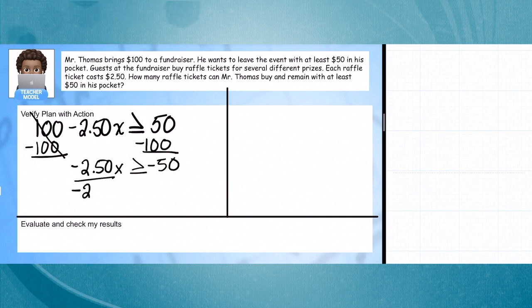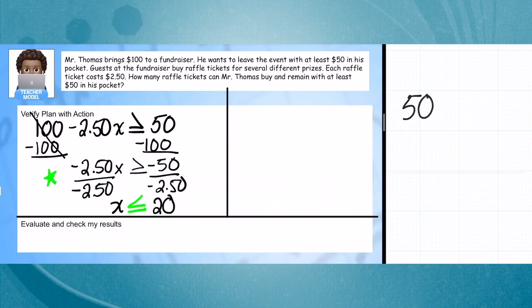We're going to divide by negative 2.50 on both sides. I'm going to put a star here because we're dividing by a negative. So we know what happens when we do that. I'm going to flip my sign over. Anytime we divide by a negative, we have to flip the sign over. And negative 50 divided by negative $2.50 is 20.